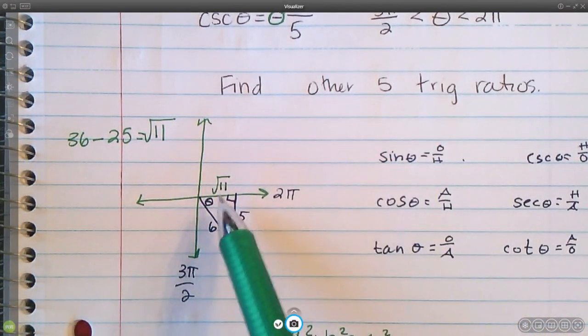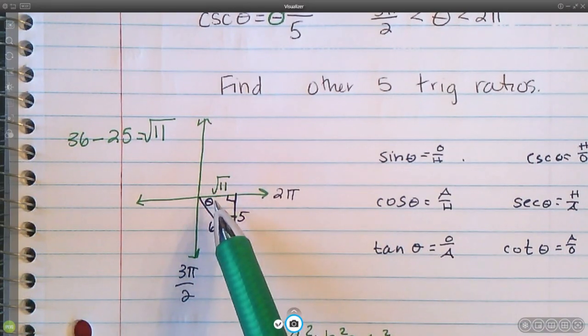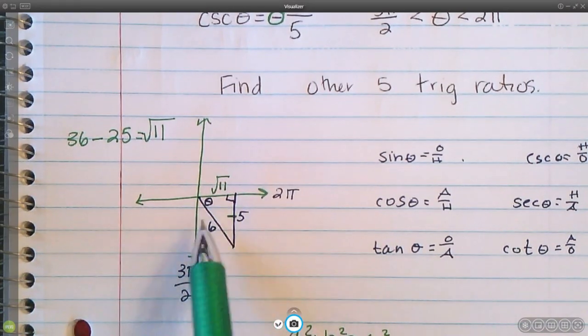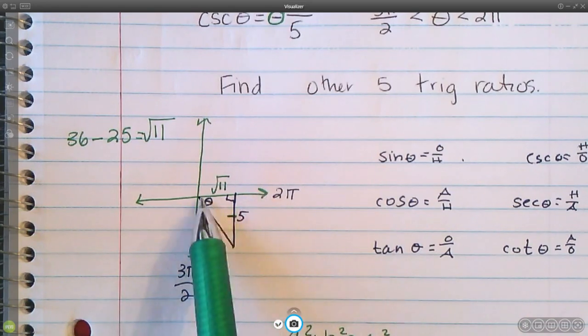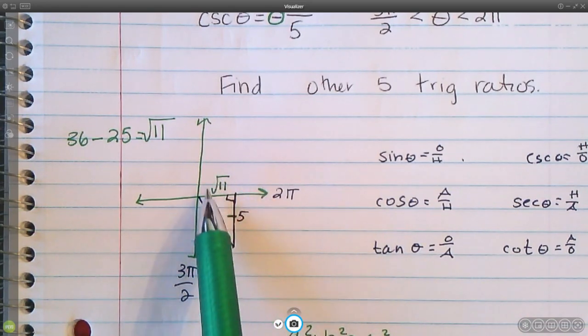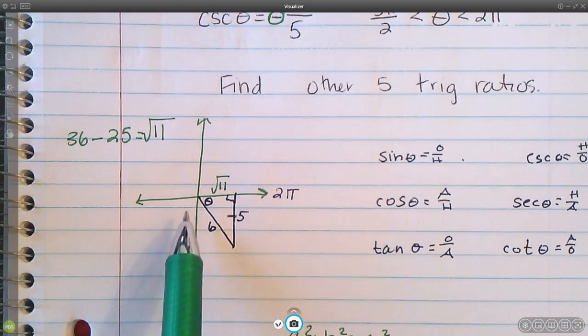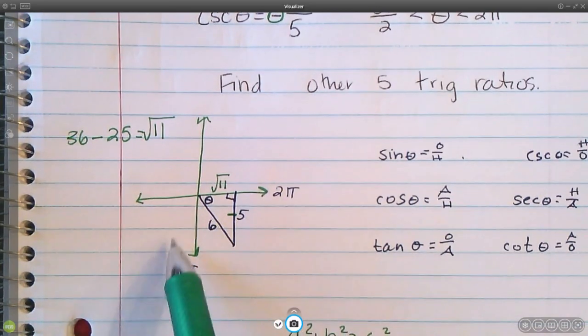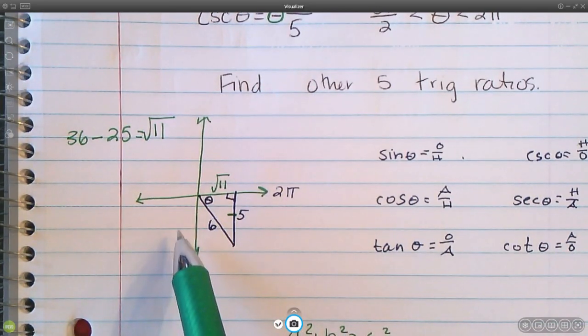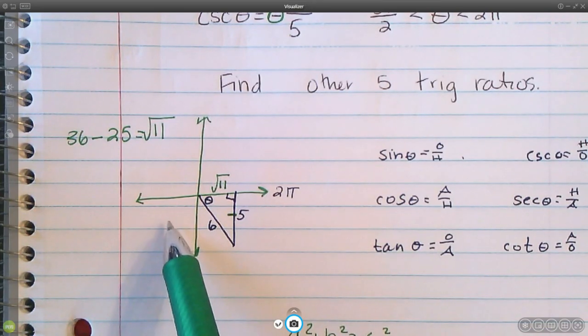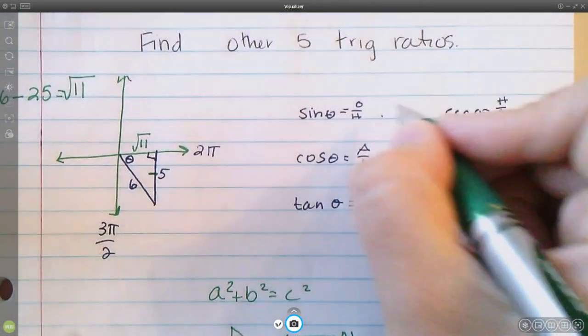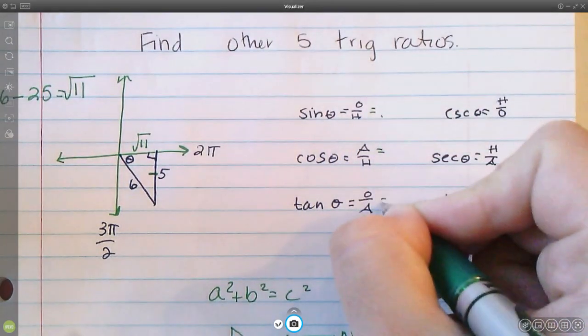So now, is this square root of 11 positive or negative? Well, you're on the x-axis and you're going this way, which is positive. So this stays positive. Now let's say you were over in this quadrant. Well, if you were in this quadrant, both of your adjacent and your opposite are going to be negative because you're in the negative quadrant. Okay, so now we need to fill in these.